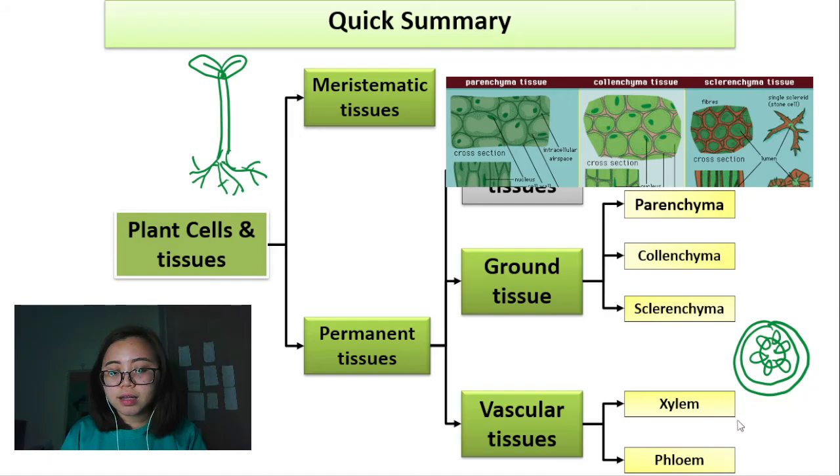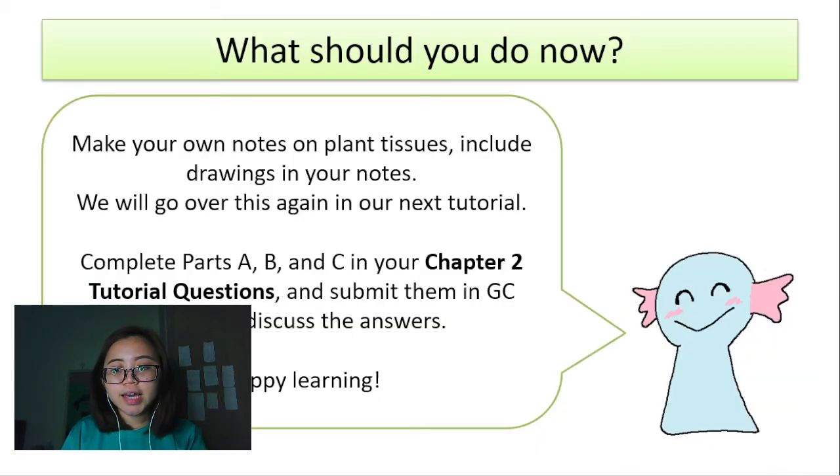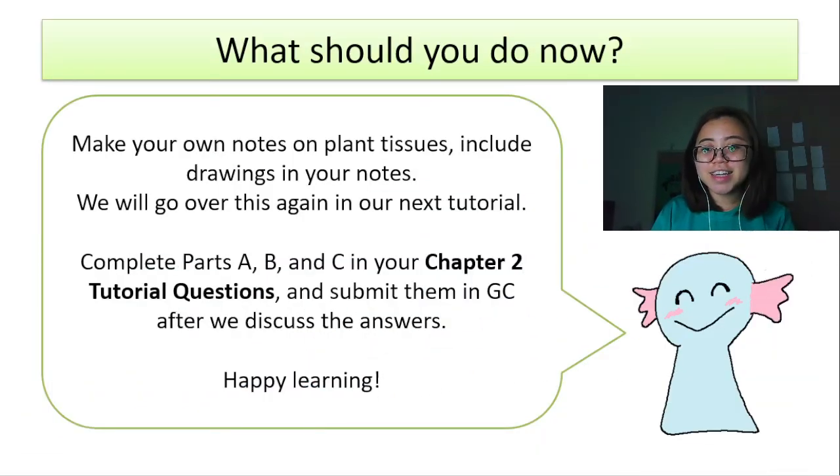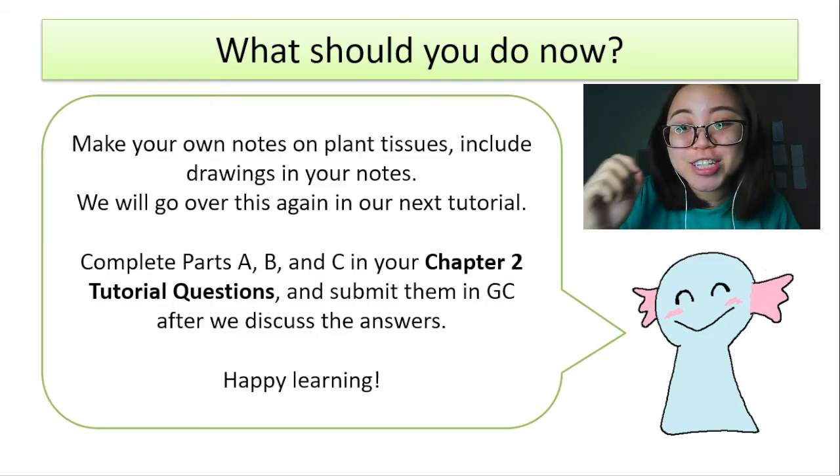Setiap daripada ini akan ada dua bentuk. Xylem ada dua versi, phloem ada dua versi sel juga. So make sure you read on them and understand them. Okay, we are at the end of chapter 2. We finally finished chapter 2.